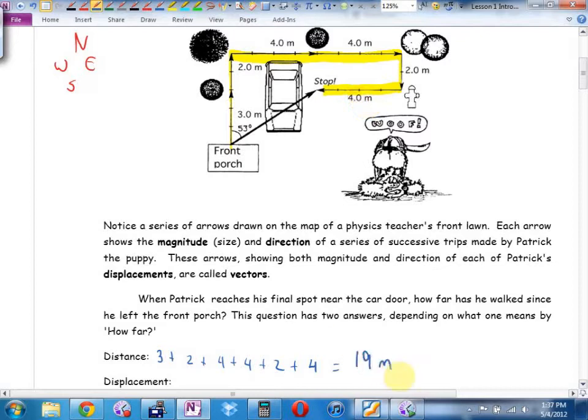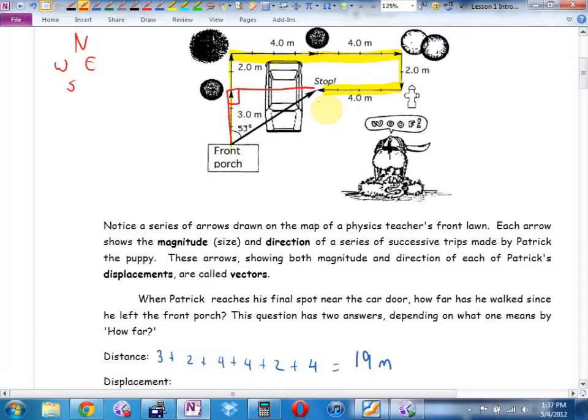What about Patrick's displacement? Displacement, all it cares about is what's your change in position. Where were you? Where are you? And to figure that out, we could draw a little triangle up here. How could we figure out how long this arrow is? It begins with the letter P and rhymes with Pythagoras.